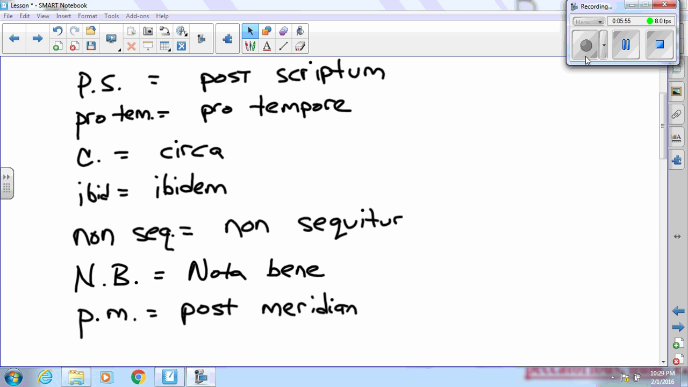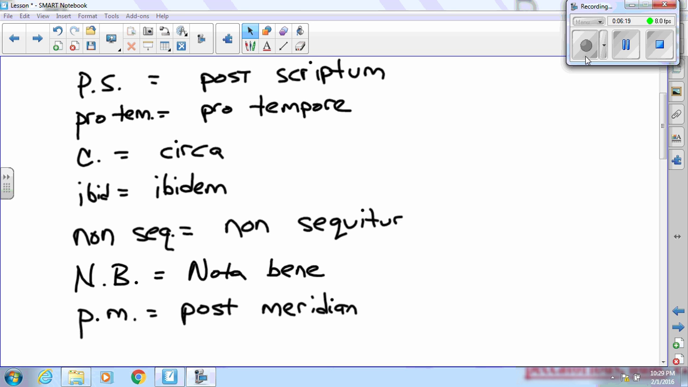This is associated usually with arguments. If you make an argument that does not have any logic, it is non-sequitur, or it does not follow. So a bad argument or logical fallacy is non-sequitur. NB is nota bene. That means note well. Usually if somebody puts NB, they mean you better pay attention. This is very, very important.